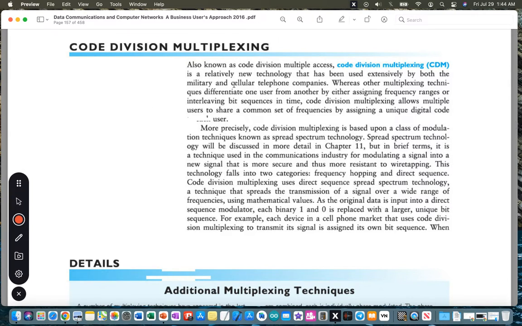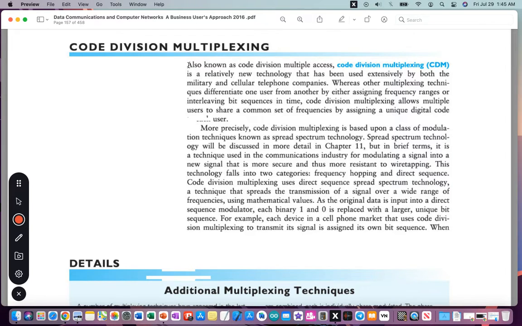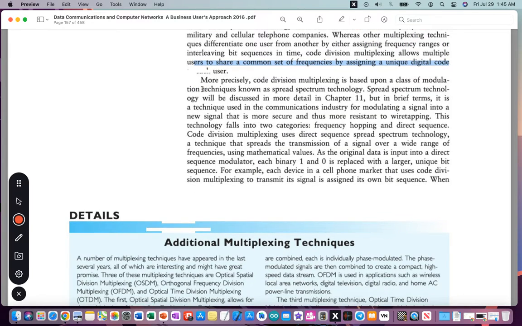CDM, code division multiplexing, also known as code division multiple access, CDM or CDMA. Code division multiplexing is a relatively new technology used extensively by both military and cellular telephone companies, and it's used in mobile communications. Whereas other multiplexing techniques differentiate one user from another by assigning frequency ranges or interval bit sequences in time, code division multiplexing allows multiple users to share a common set of frequencies by assigning a unique digital code. So to differentiate, they use a different code for each user. And this is very clear.